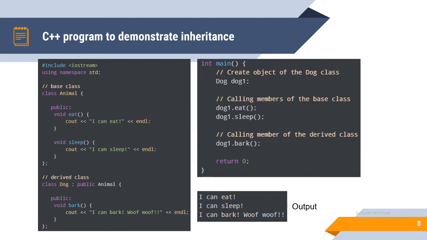That's how simple it is to call the member functions of the base class and the derived class. The output of this will be: I can eat, I can sleep. Where did these statements come from? These statements came from the base class. These are the definitions, or the statements, held by the cout I can eat, I can sleep.